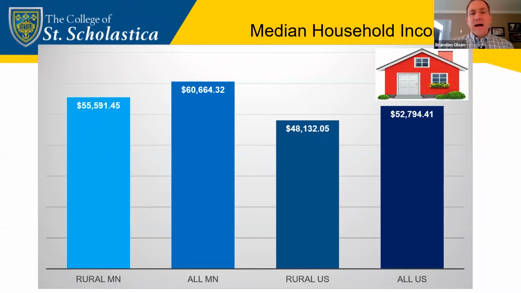Now looking at household median incomes. So this is the average median income for each of the counties. So if we take a look at rural counties, we're seeing that the median household income is about $55,000 a year, where all counties in Minnesota is slightly higher at $60,000. But both of which are above the median income for rural US and all of US.